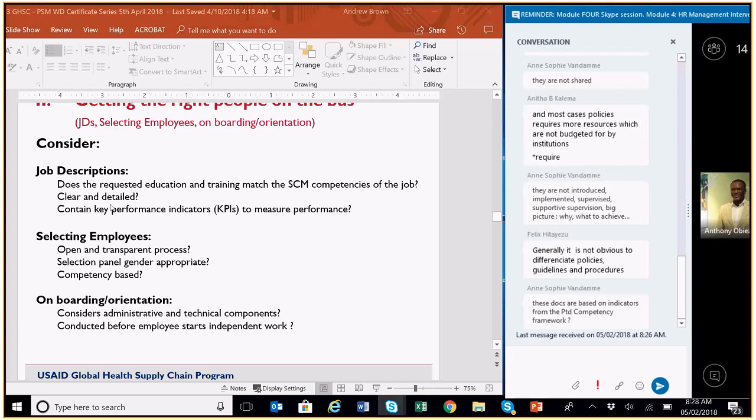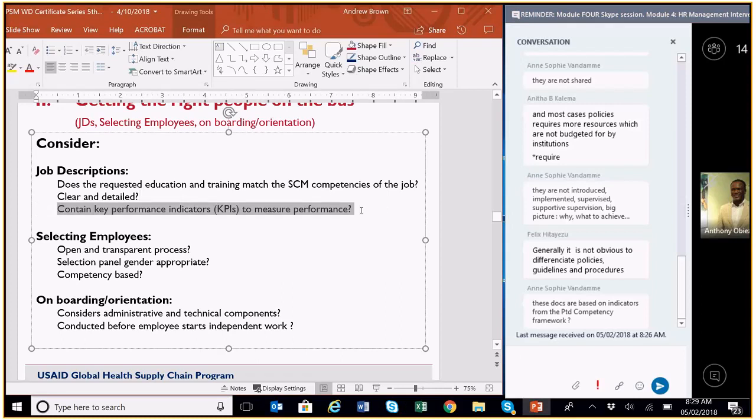Are they clear and detailed? Job descriptions should not only specify the responsibilities, the education requirements, but also the reporting requirements and particularly key performance indicators. How success will be measured in that particular job. And this particular element is often left out in preparing job descriptions.